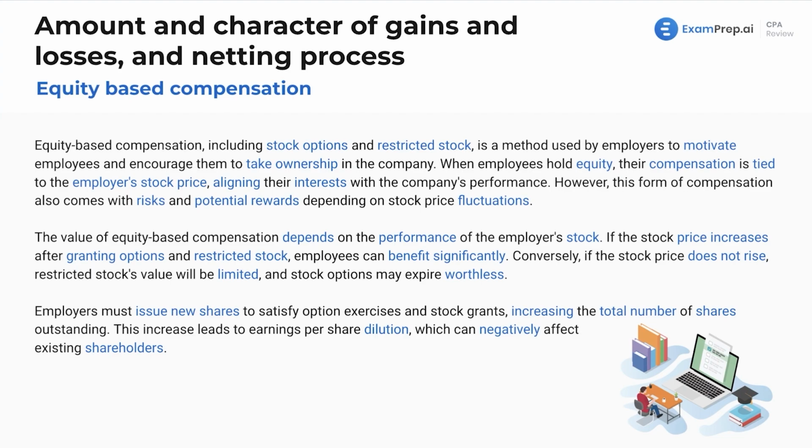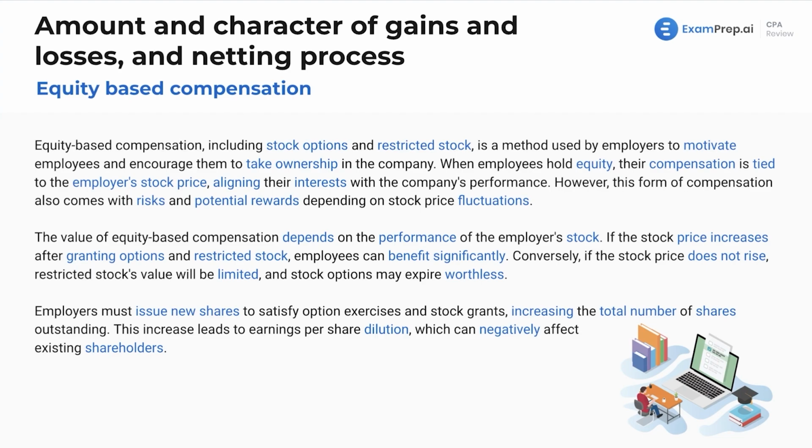They are partnerships. Now, the value of equity-based compensation depends on the performance of the employer's stock. If the stock price increases after granting options and restricted stock, employees can benefit significantly. However, if the stock price does not rise, the restricted stock's value will be limited and stock options may expire worthless. There is an expiration date. You do have to exercise them by a certain date.